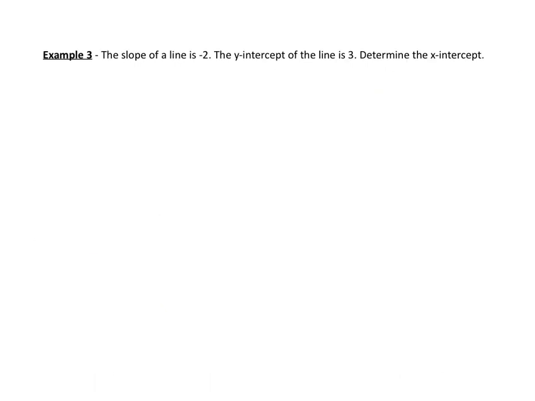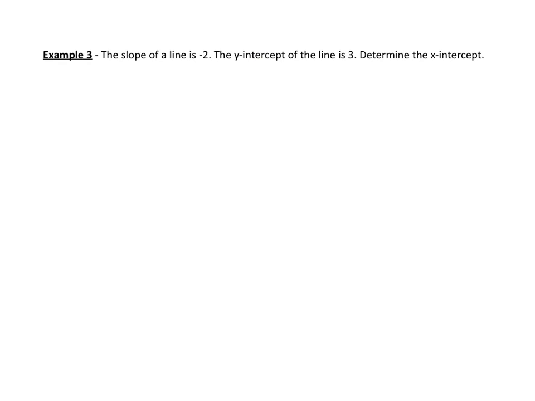In the final example, the slope of a line is negative 2. The y-intercept of the line is 3. They ask us to then determine the x-intercept. Once you know the slope and the y-intercept of a line, remember that those two pieces of information are essential or critical to help you determine the actual equation of the line.